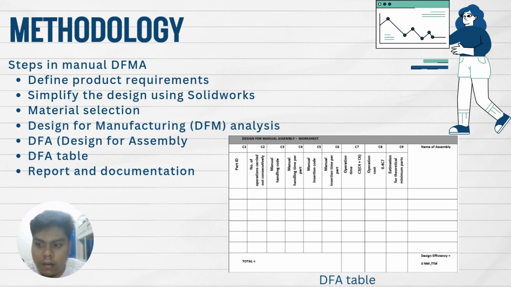And then the design for manufacturing analysis, which is design decision should always consider the manufacturing process used to produce the parts. A good design is one that can be easily translated into an efficient manufacturing process, minimizing waste and cost. And then DFA, which is design for assembly, designed for parts that are easy to fit together with minimal steps. Besides that, reducing the number of fasteners, lower labor time, and reduce the chance of assembly errors.